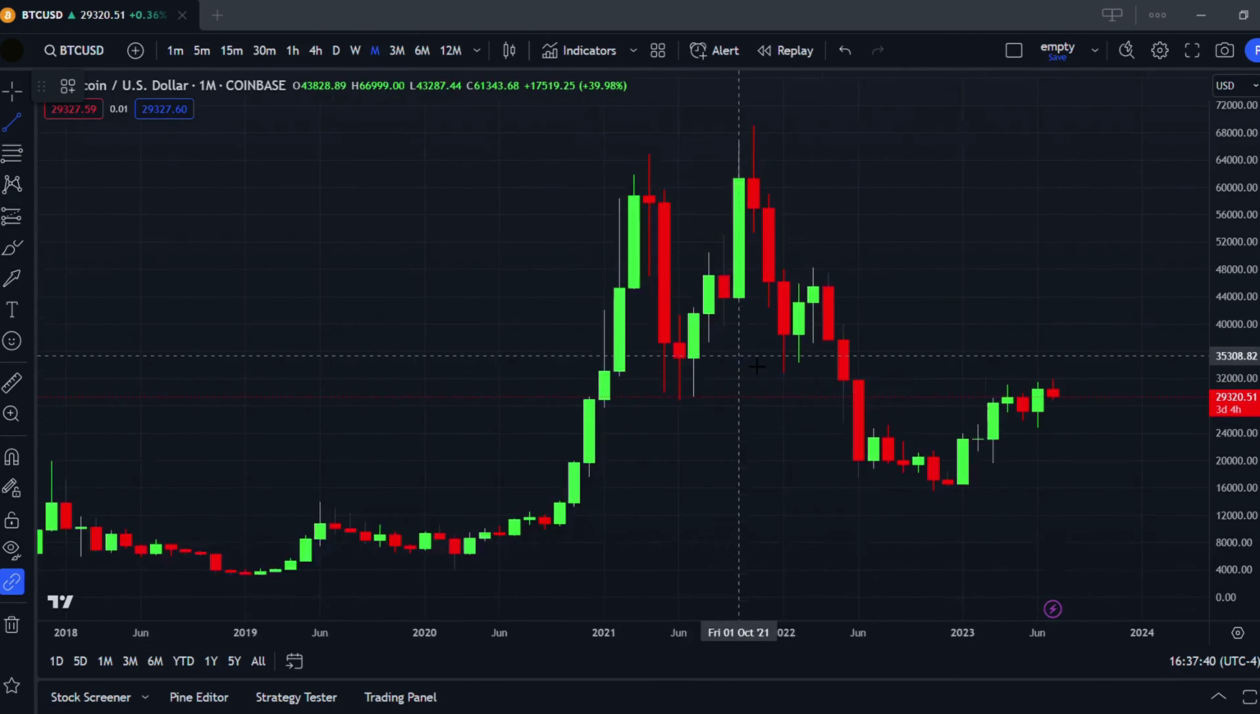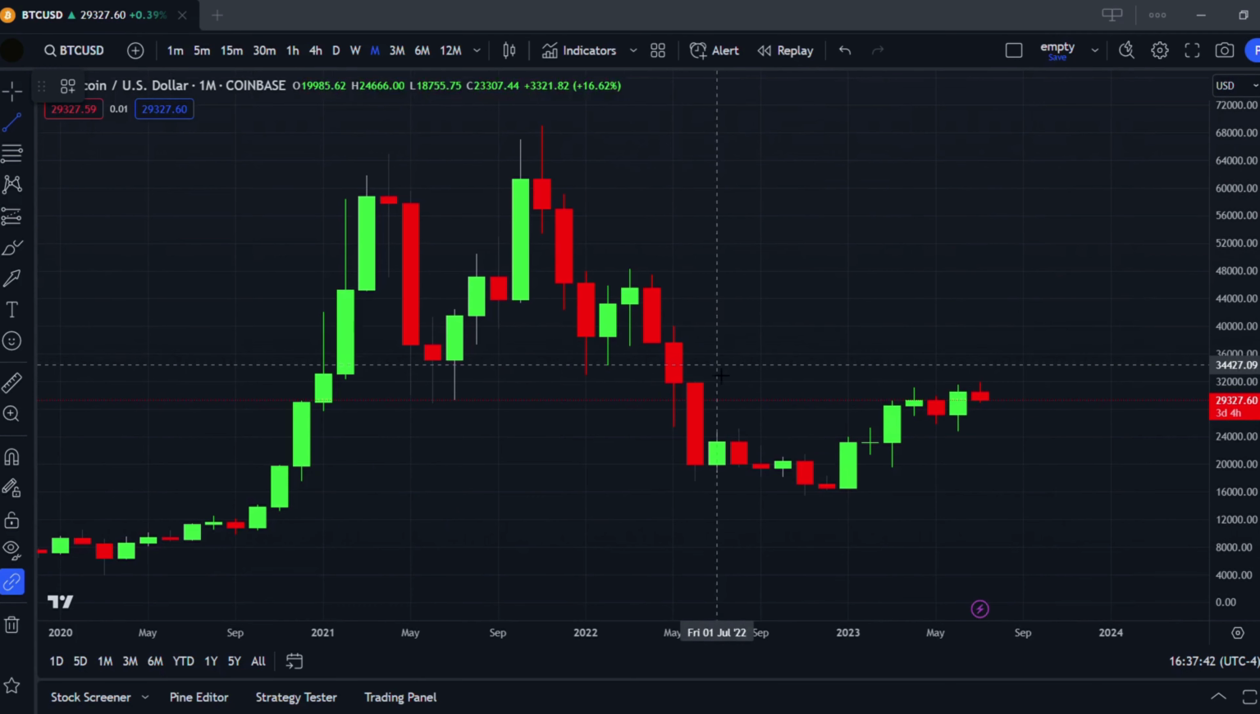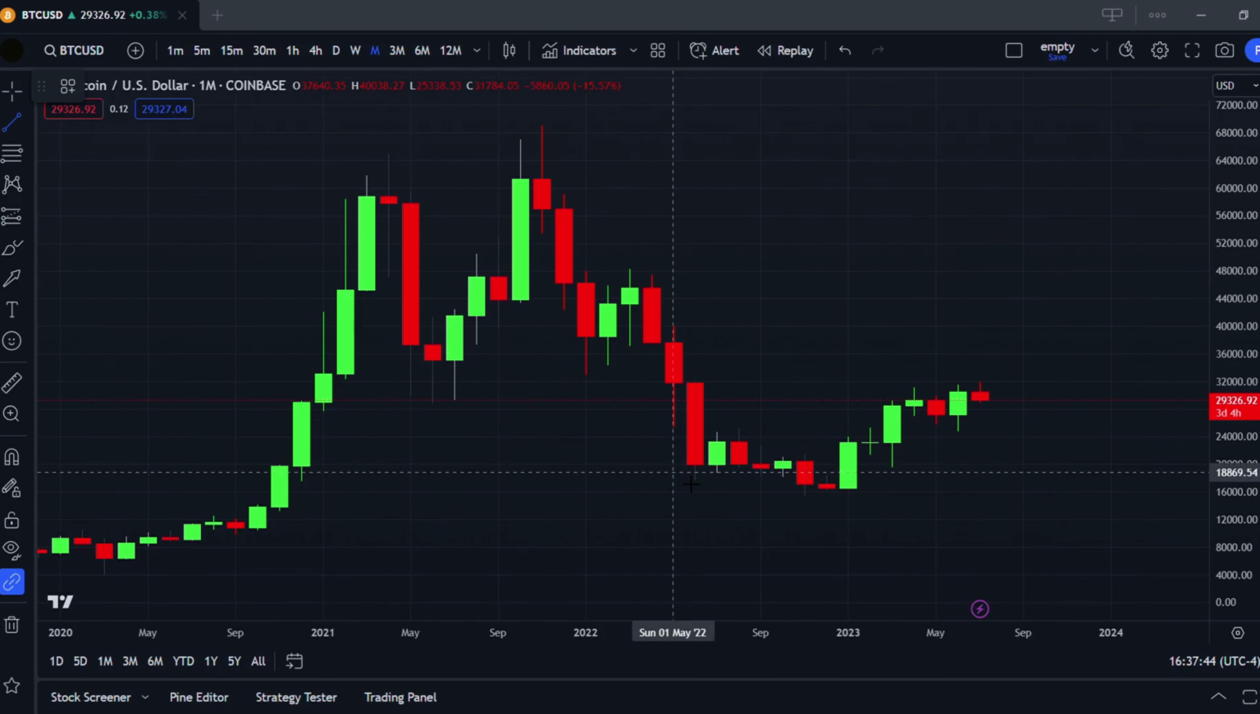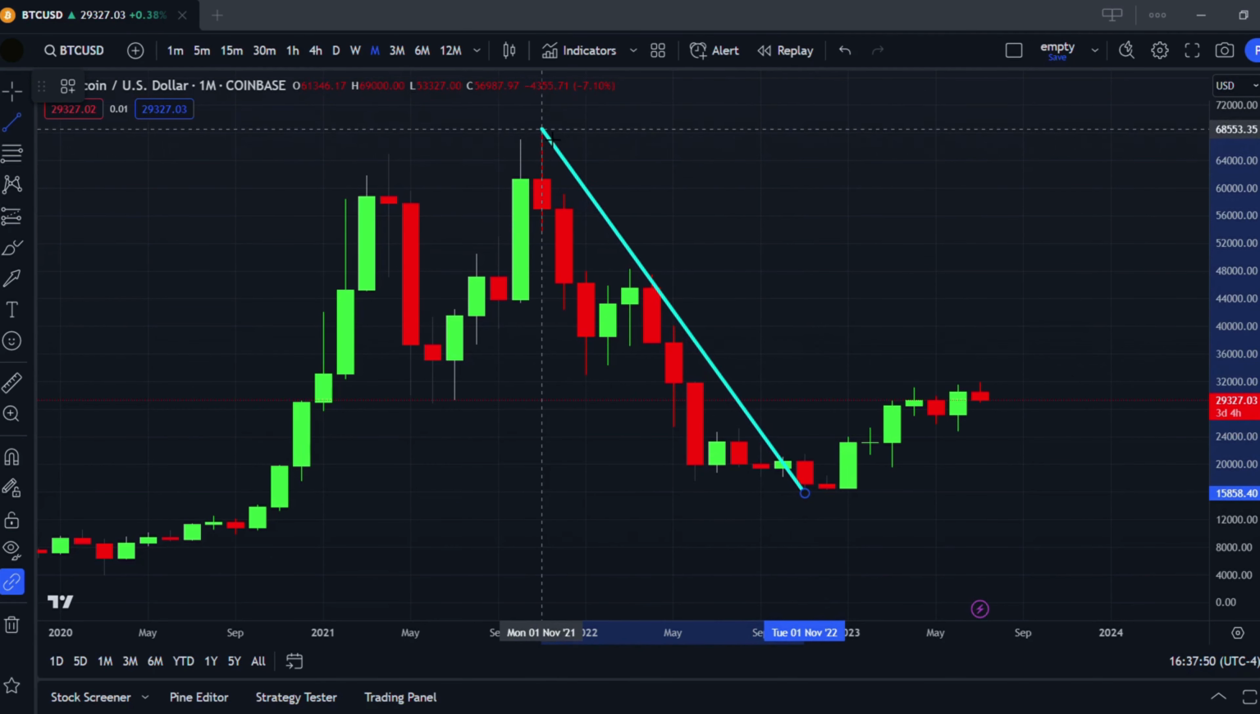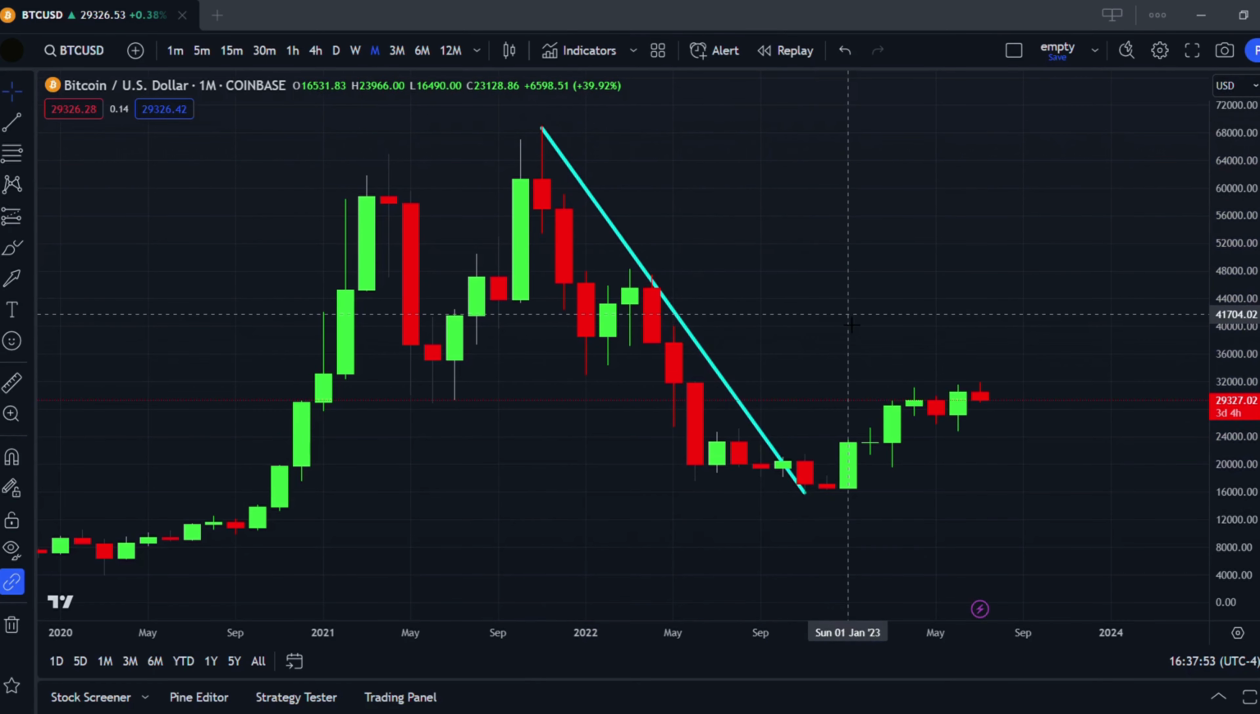Pullbacks are great for many reasons. They offer a better entry price. They also offer a better risk-to-reward ratio. The problem with pullbacks is that it's not easy to identify them, whether you are a beginner or pro.